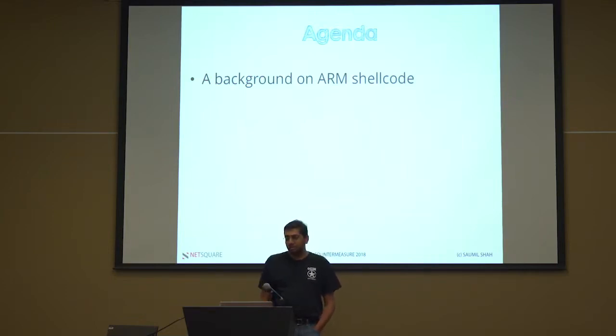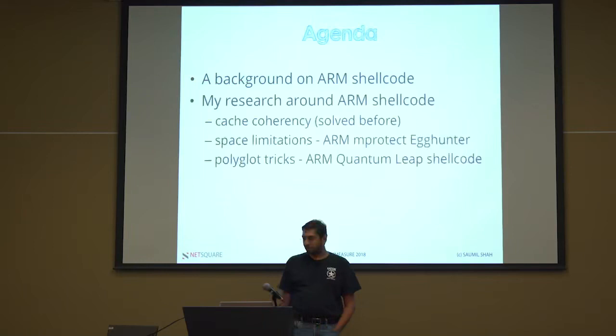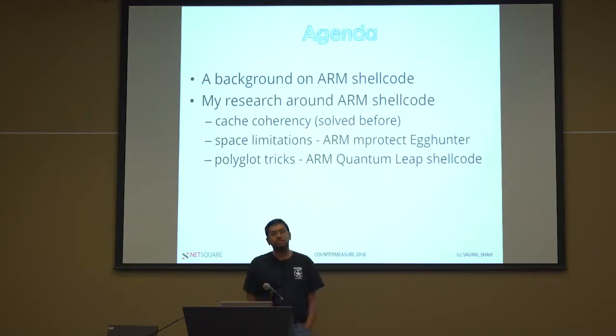And I thought to myself, okay, let's take ARM shellcode a step further. So I was working on 3 projects, out of which one project got solved really trivially, so I'm not going to present that trivial stuff on how to solve cache coherency issues. We will instead talk about 2 types of R&D that I've done with ARM shellcode. One is whenever you're trying to inject shellcode and you have space limitations. How do you get around tight spaces? How do you get around confined spaces?